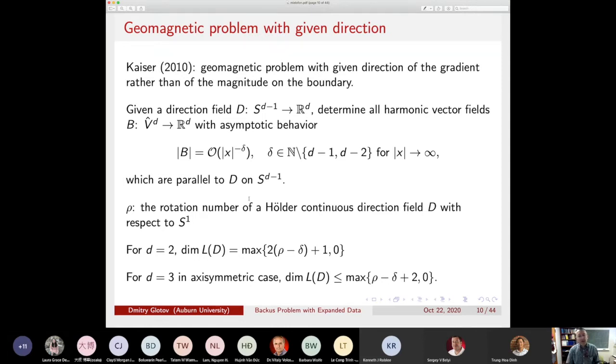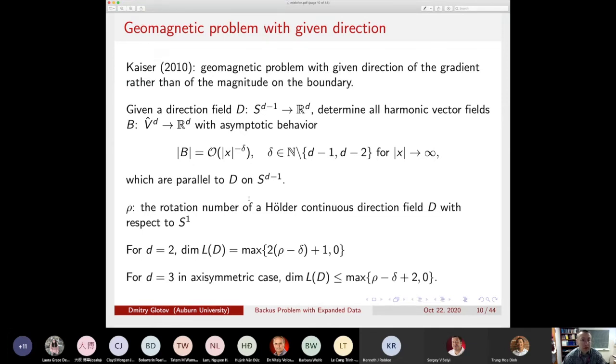So going in the other direction, in the Backus problem, the magnitude of the gradient is prescribed, but the direction is unknown. So we can turn it around, or actually Kaiser turned it around and looked at the problem where the direction of the field was known on the boundary, but the magnitude was unknown. So this problem is linear, actually. And so he was looking at the space of solutions. So in particular, he characterized the dimensions. So there are some parameters at play. So this is all for the exterior problem.